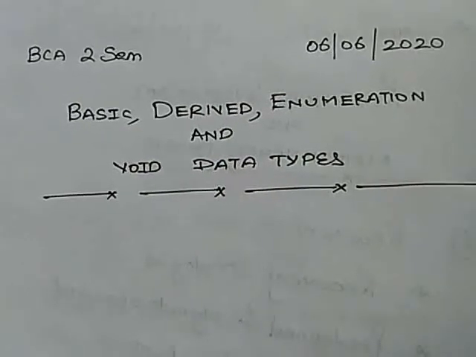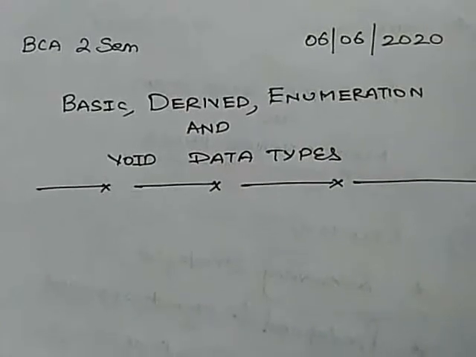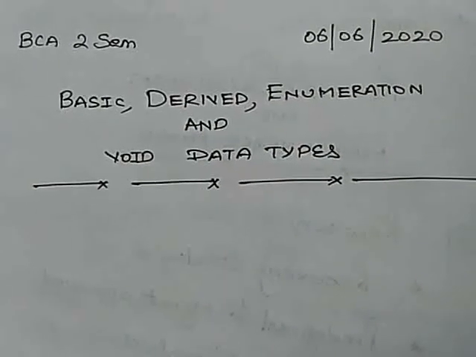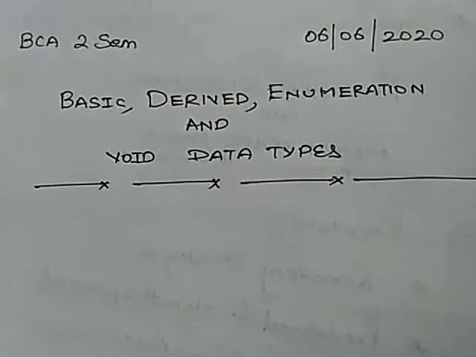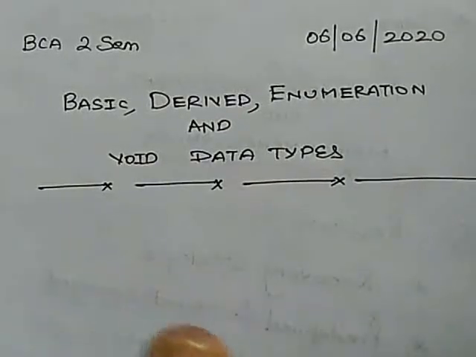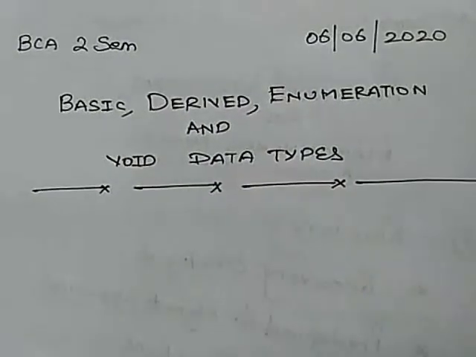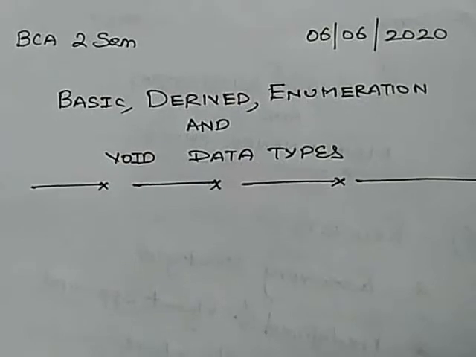Yesterday we have discussed about variables and data types. Today we will study about basic, derived, enumeration and void data types.